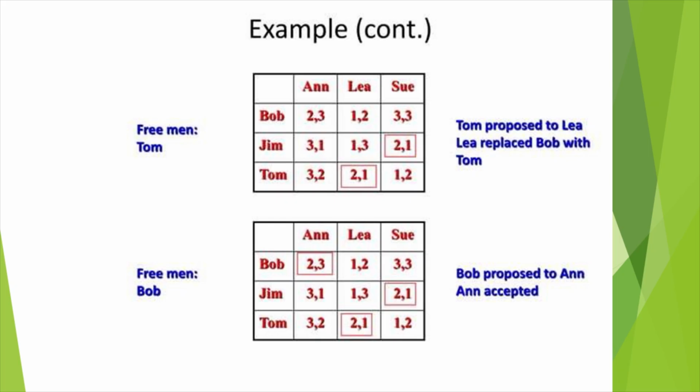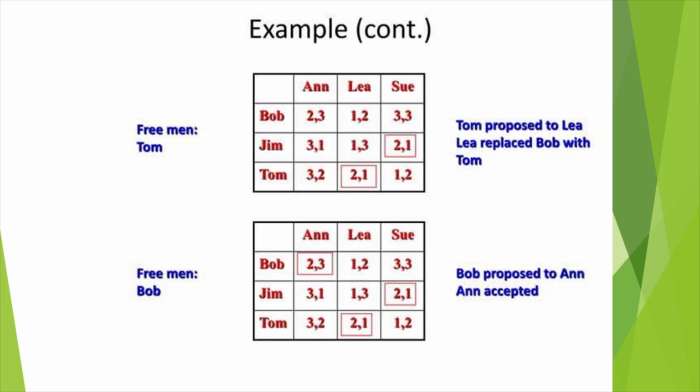So this outcome is stable. That is, no 2 people prefer each other over their current partners. There are no blocking pairs, so the solution is valid and optimal. So that's all about iterative improvement.